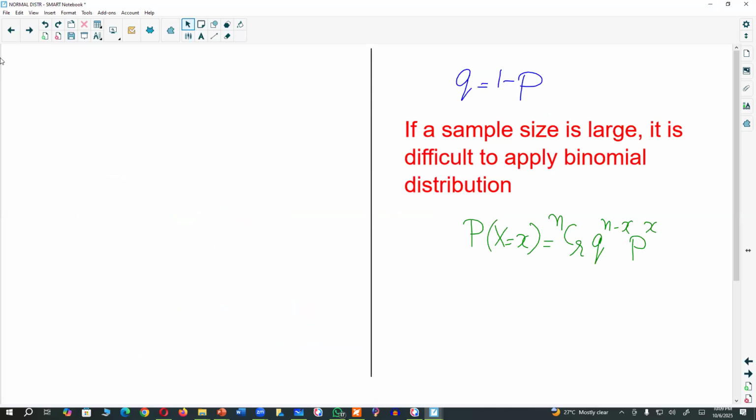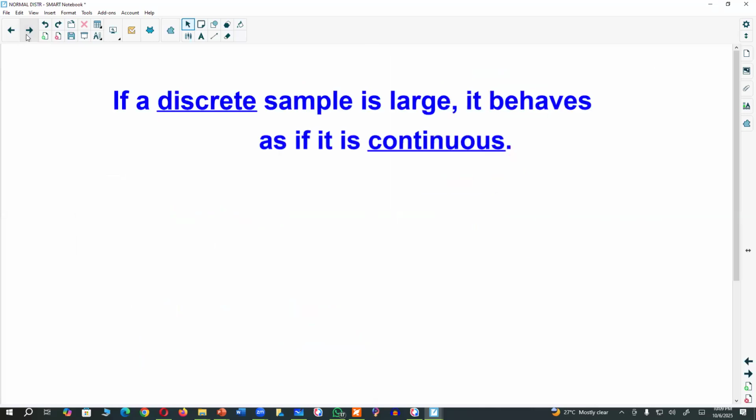If a sample size is large, it is difficult to apply binomial distribution because you have to use this formula again and again. Now, if a discrete sample is large, it behaves as if it is continuous. What it means is that sometimes the sample is too big, like a train. It consists of separate compartments, but the train travels so fast that it appears to be a continuous thing.